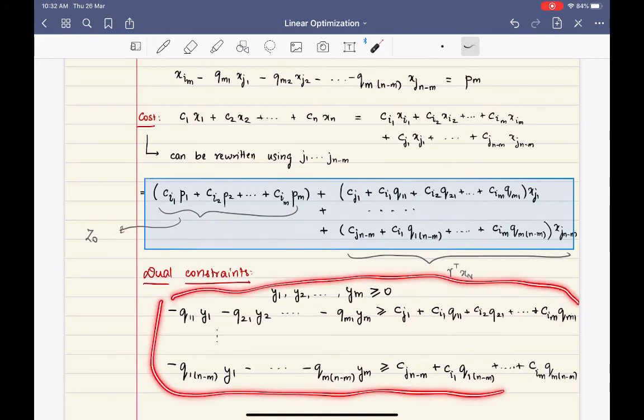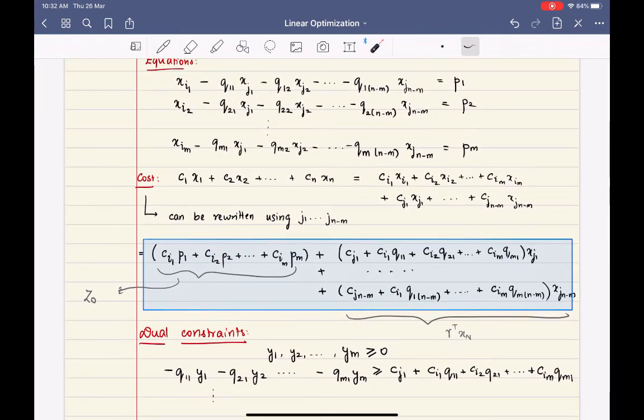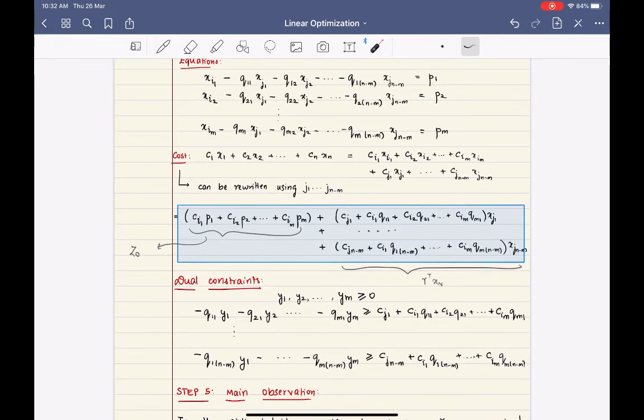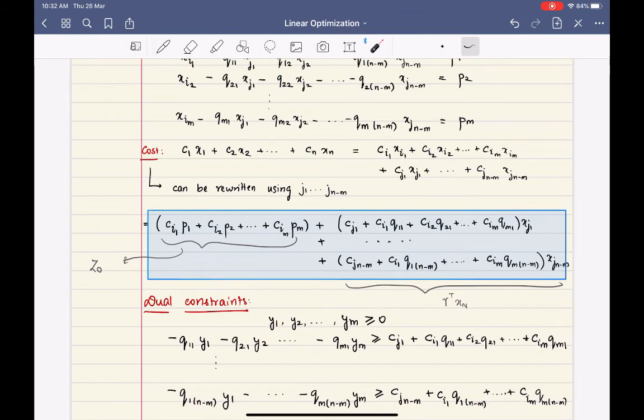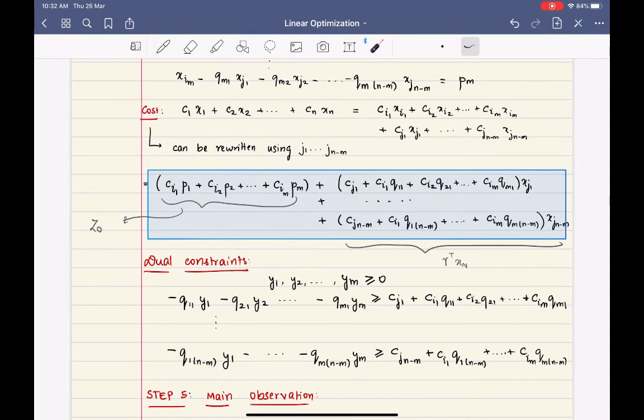This is the first step. Okay, so I'm just summarizing it here. Now comes the main observation. See, what do we know when we look at the final tableau? In the final tableau, that is when an optimum exists, how do we derive the fact that an optimum exists? When all these coefficients are negative, then we know that there is no way we can increase the cost. And in that case, this will turn out to be the optimum, right?